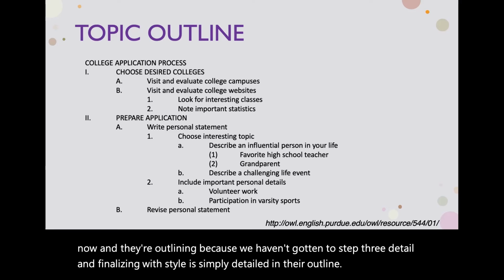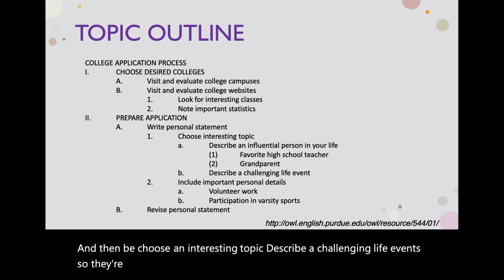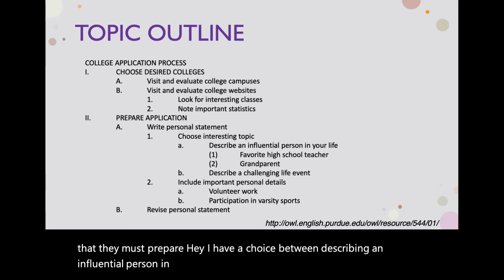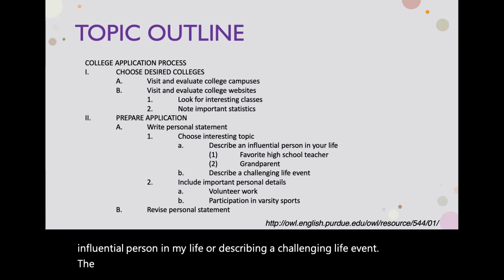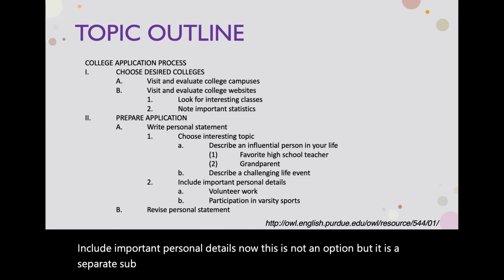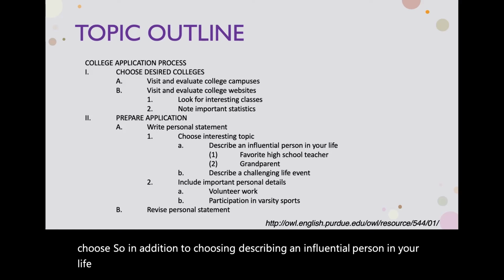And then B, choose an interesting topic. Describe a challenging life event. So they're just detailing out what is actually part of the application process that they must prepare. Hey, I have a choice between describing an influential person in my life or describing a challenging life event. The second option, include important personal details. Now, this is not an option, but it is a separate subheading that must be included along with the topic they choose.